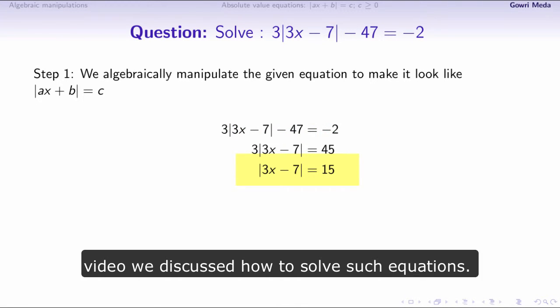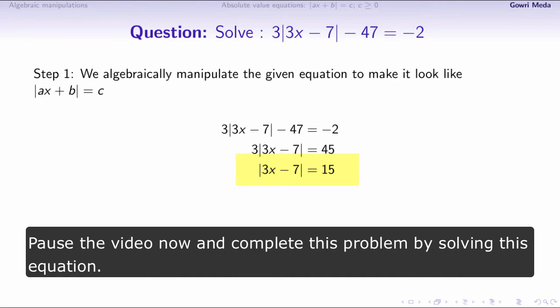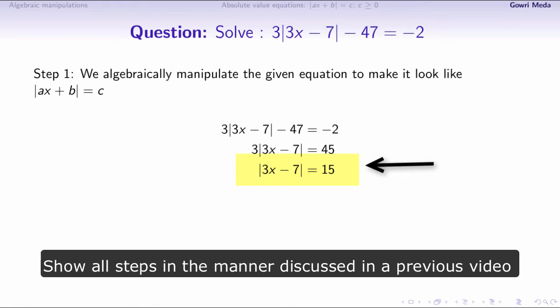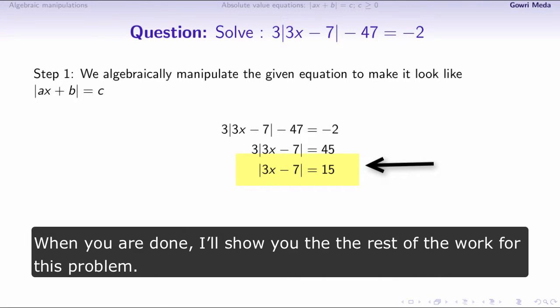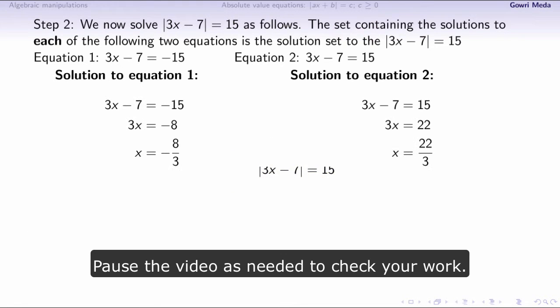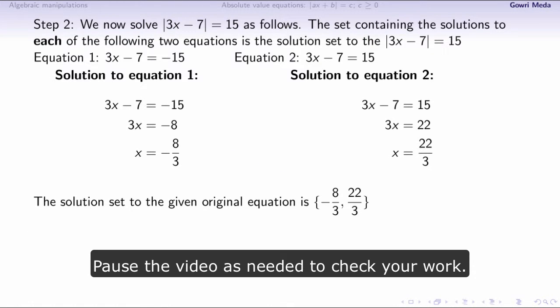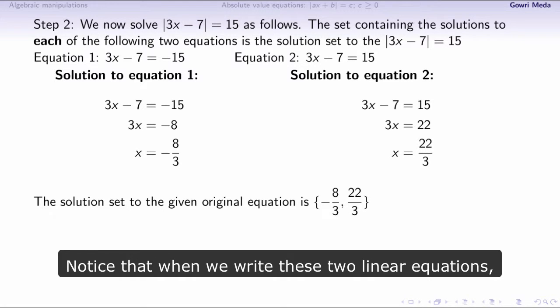Indeed, in a previous video, we discussed how to solve such equations. Pause the video now and complete this problem by solving this equation. Show all steps in the manner discussed in a previous video, including an opening sentence and a conclusion. When you're done, I'll show you the rest of the work for this problem. Pause the video as needed to check your work.